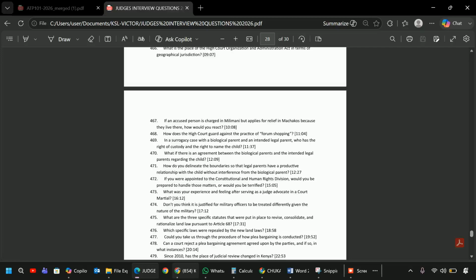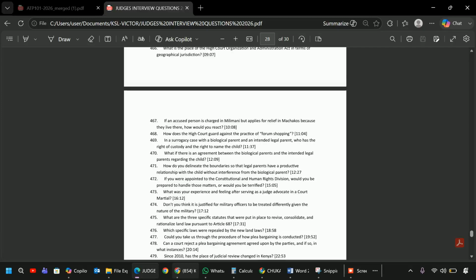But there is a peculiar question that I can see before you. 467, you can't pass that question because it is invoking a situation where a person has been arrested in a separate jurisdiction where he lives. If an accused person is charged in Milimani but applies for relief in Machakos because they live there, how will you react as a judge? Or as an advocate. Okay? As an advocate is the one that is proper. I'd object. That is classic forum shopping.